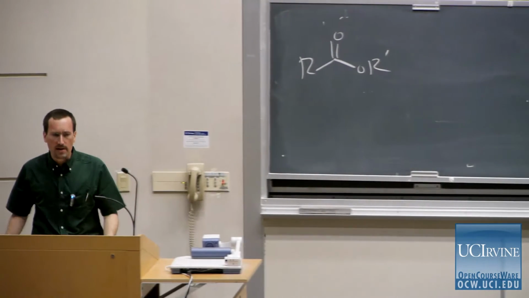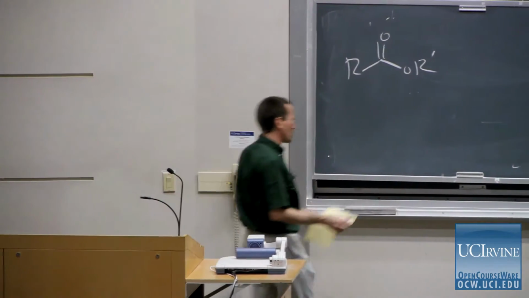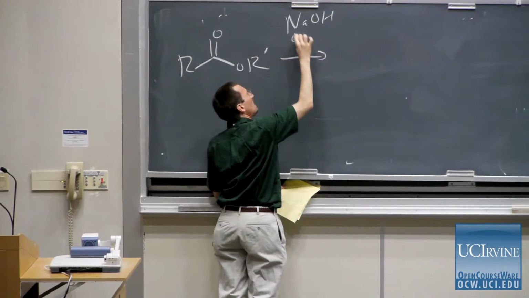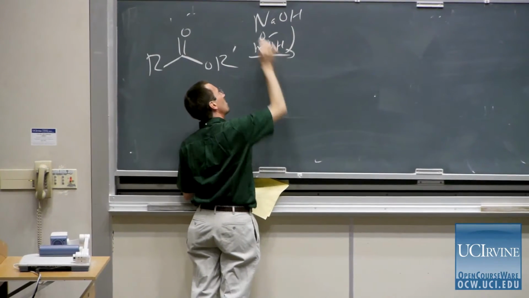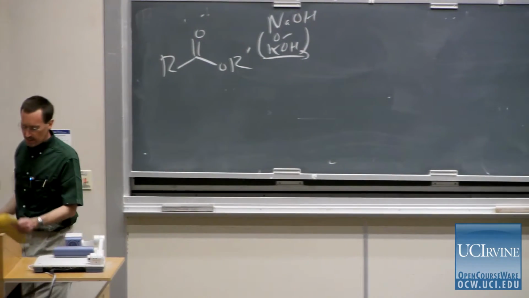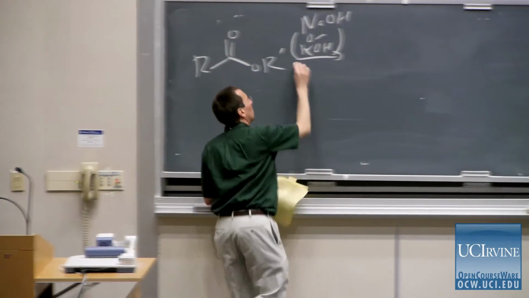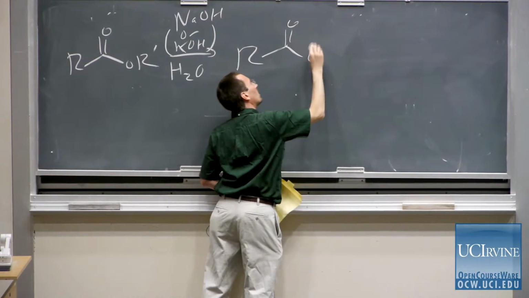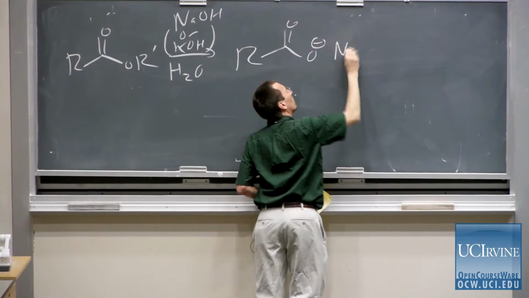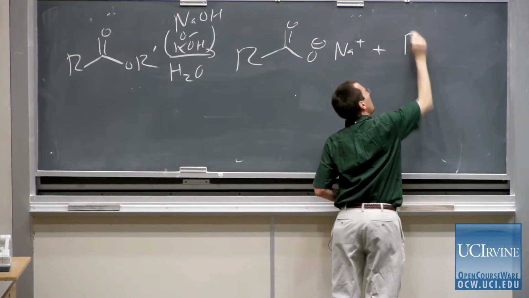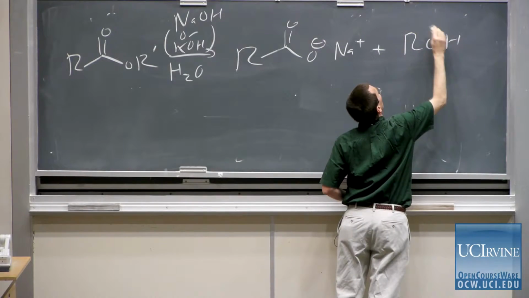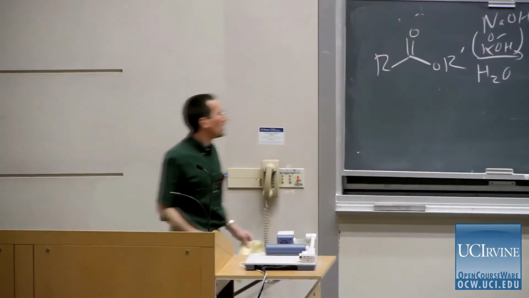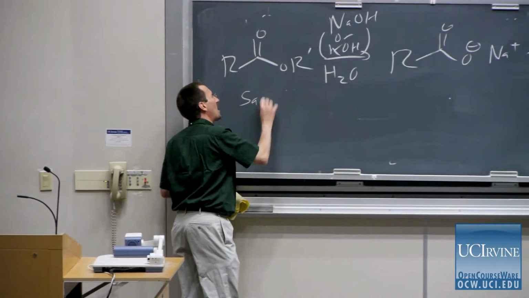Esters, as I said, are moderately electrophilic. They react with strong nucleophiles. If I treat an ester with sodium hydroxide, potassium hydroxide, for most intents and purposes, these are equivalent, in water, I get the carboxylate salt. And I get the alcohol. We call this reaction saponification.